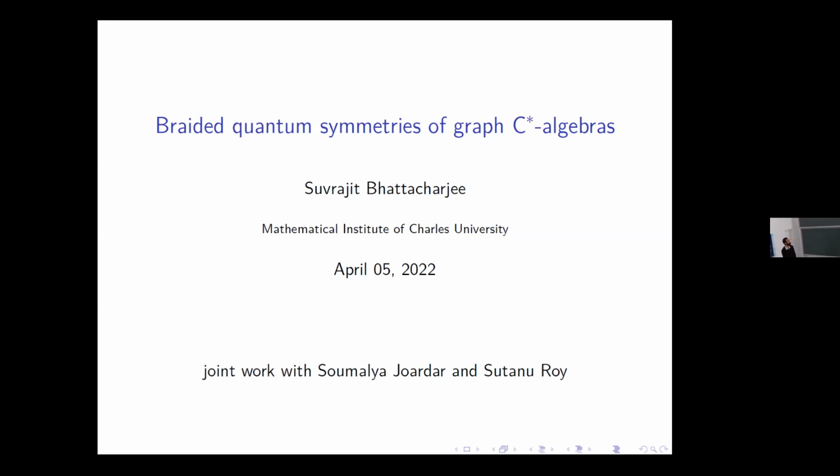Okay, so the title is Braided Quantum Symmetries of Graph C-star Algebras. This is an almost finished joint work with Somal Jawardar and Shutanu Roy.